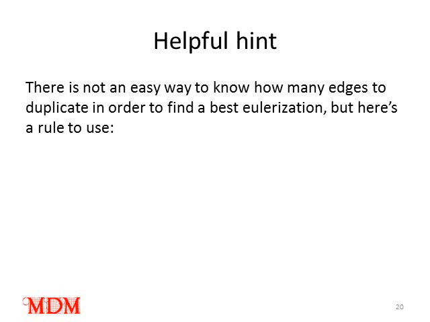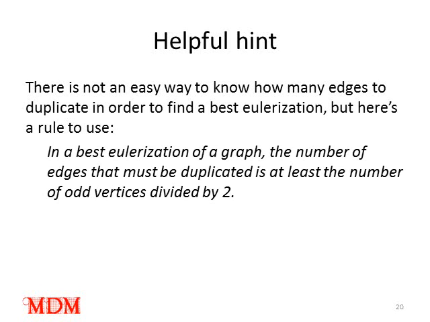There is not an easy way to know how many edges to duplicate in order to find a best Eulerization, but here's a rule to use. In a best Eulerization of a graph, the number of edges that must be duplicated is at least the number of odd vertices divided by 2. So what this says to us is the minimum that you must add. It doesn't exactly give us the exact number to add.